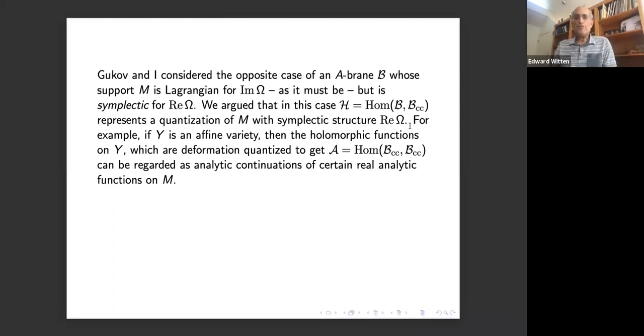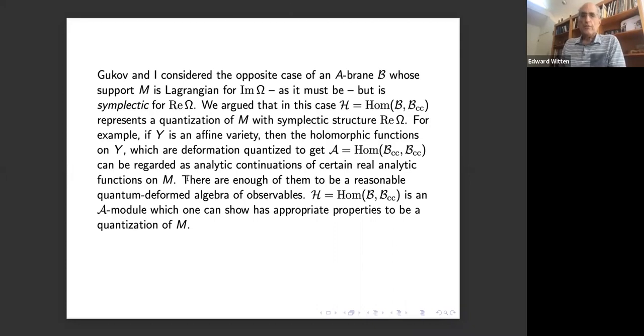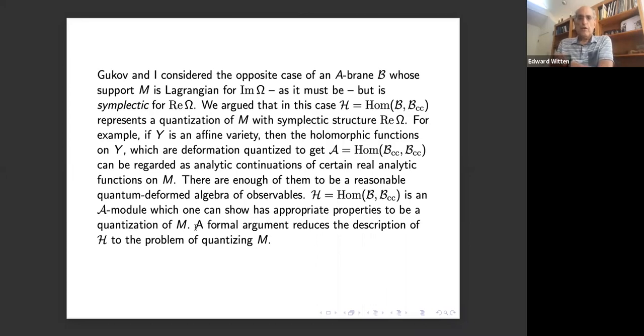For example, if Y is an affine variety, then the holomorphic functions on Y, which are deformation quantized to get this algebra, can be regarded as analytic continuations of certain real analytic functions on M. There are enough of them to be a reasonable quantum deformed algebra of observables. And then Hom from B to BCC is an A module, which one can show has appropriate properties to be a quantization of M. A formal argument reduces the description of H to the problem of quantizing M.